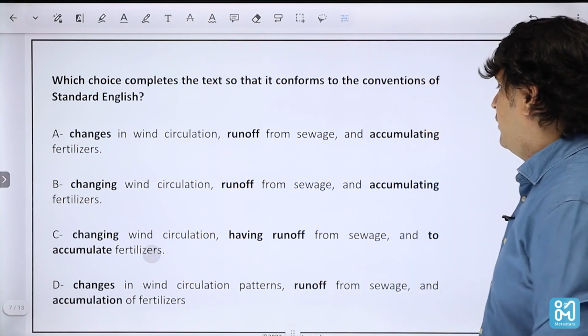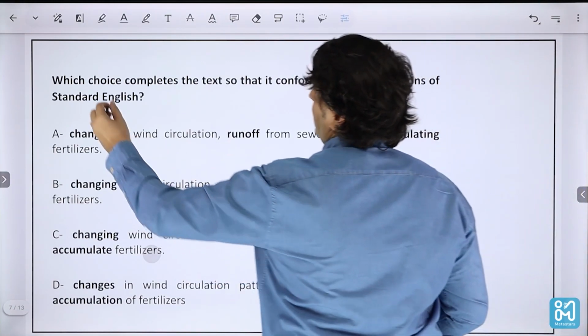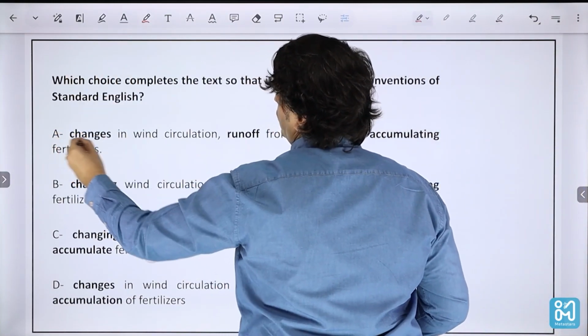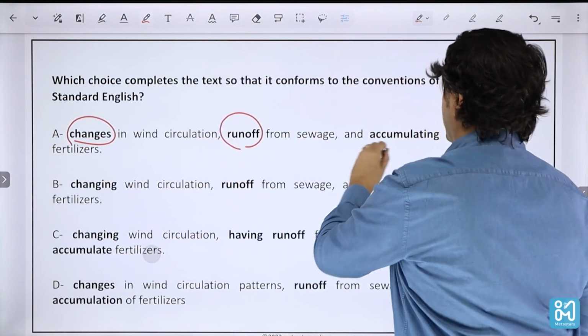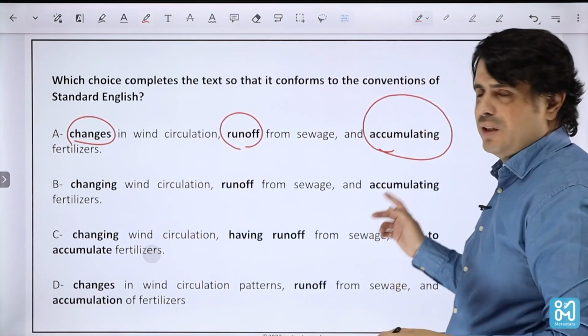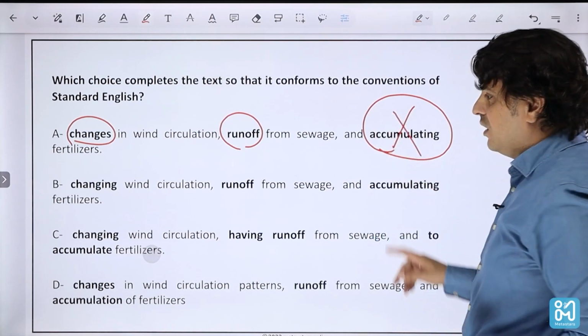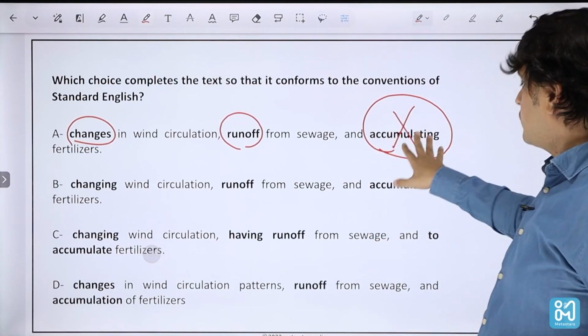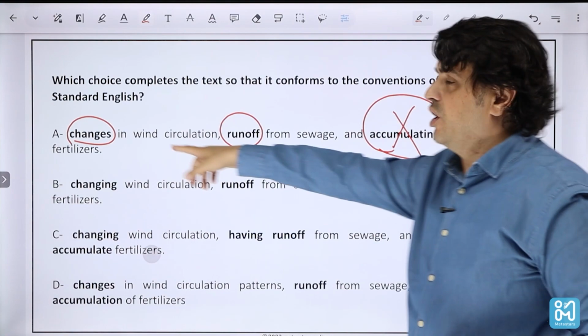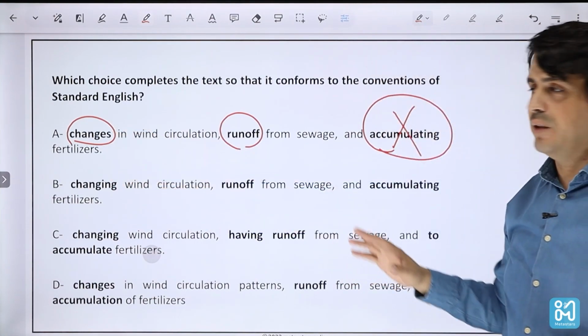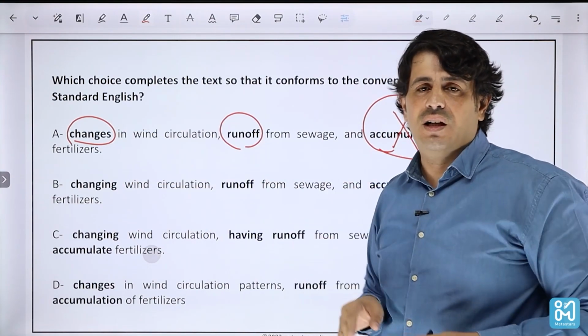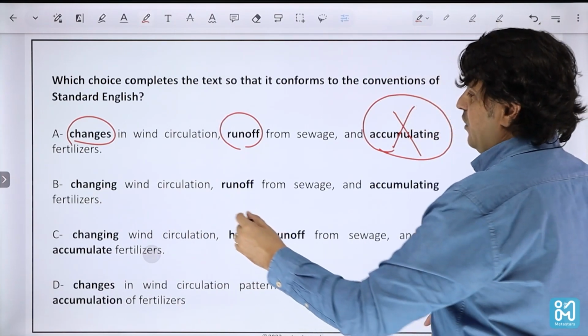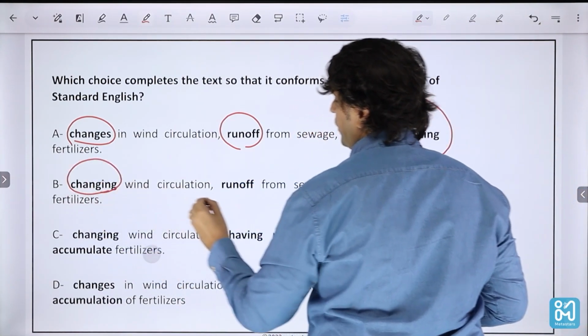For example, guys, if I have changes, runoff, that's right so far. But if I have accumulating, does it make sense? That's what doesn't make sense here. Accumulating, but what is the ing form at the beginning? That's what is missing. This is unparalleled. If I say changing, for sure I need to have another ing form.